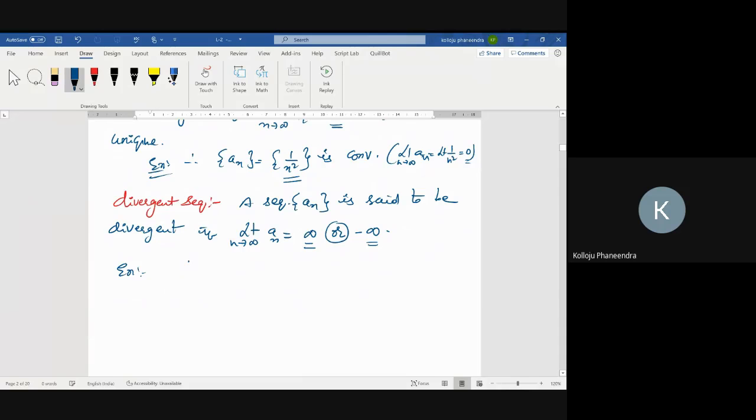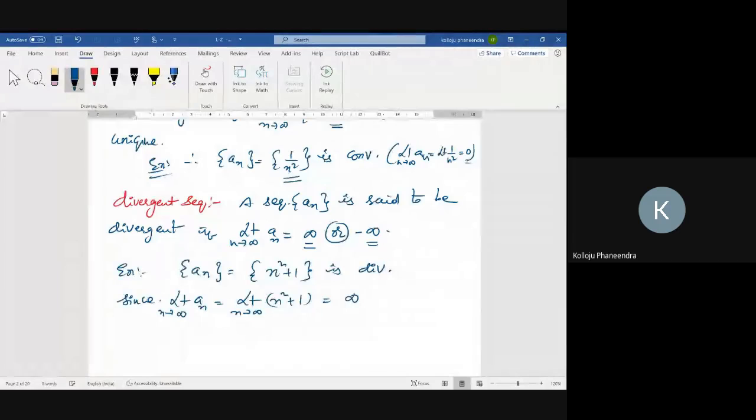Example, an is equal to n square plus 1. Therefore, what is limit an as n tends to infinity? Limit as n tends to infinity of n square plus 1 is infinity. Only plus infinity. Okay, you can create some example with minus infinity. Therefore, what is this sequence? It is a divergent sequence.